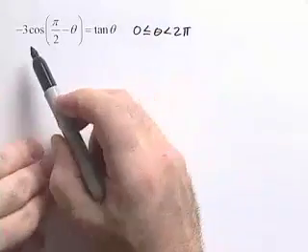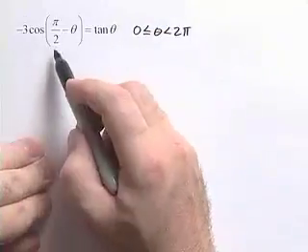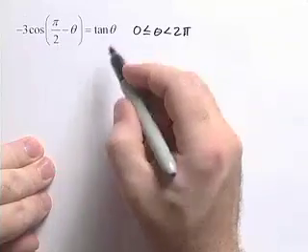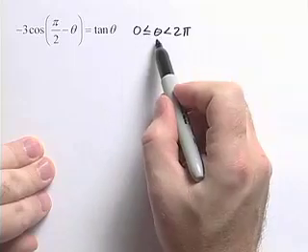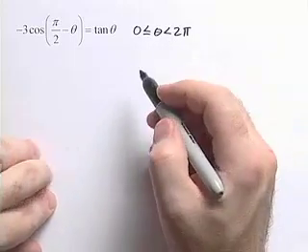Here we're going to solve a trigonometric equation. We'd like to solve the equation -3 cosine of (pi/2 - theta) is equal to tangent of theta. And we want to solve that on the interval 0 ≤ theta < 2pi.